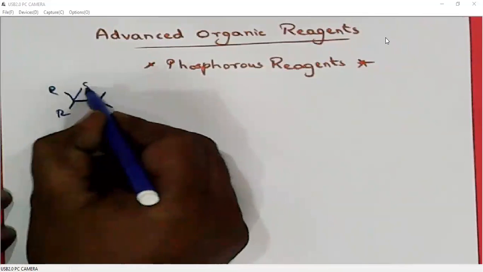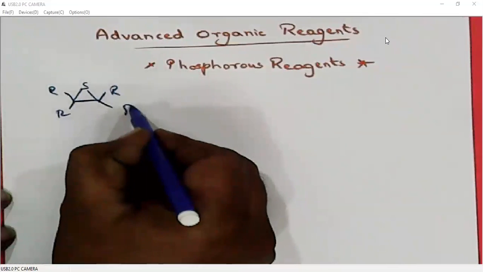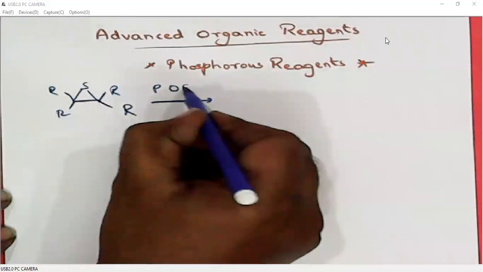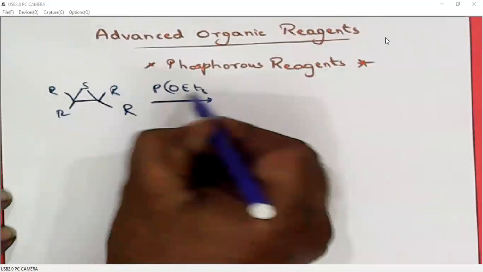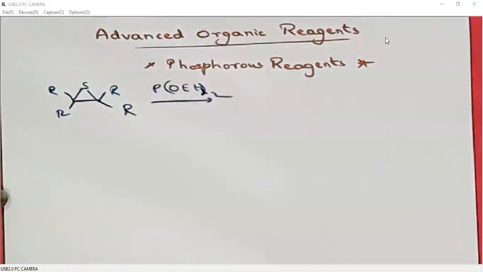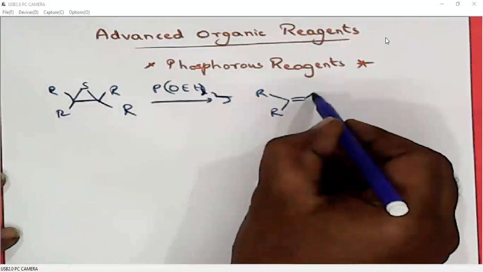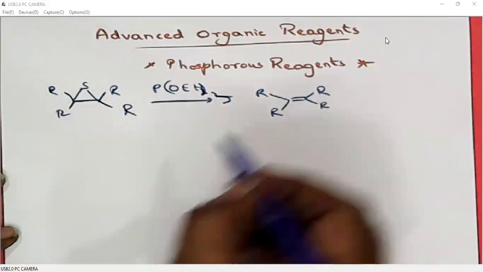Phosphorus reagents are used for desulfonation. When it is treated with triethoxyphosphine, then desulfonation is possible.